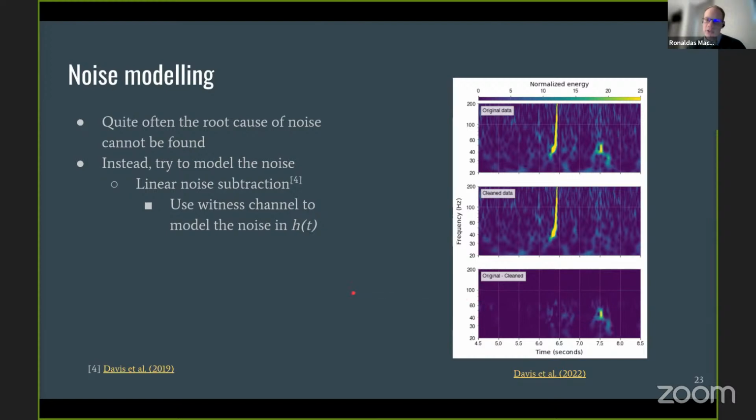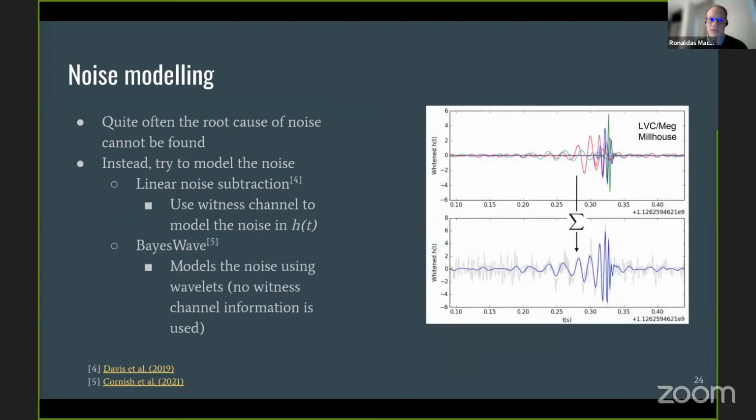But unfortunately, we cannot do this quite often because most of the time we are not able to find the auxiliary channel, the witness channel for this type of noise. So instead of that, we need to use BayesWave. And BayesWave is able to do some fancy modeling of the noise with some prior assumptions. It is using wavelets to model the noise, or maybe the signal as well. And for that, we are not using any witness channel information.